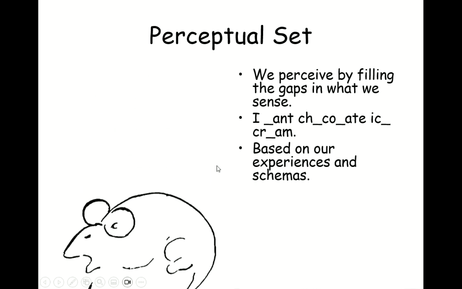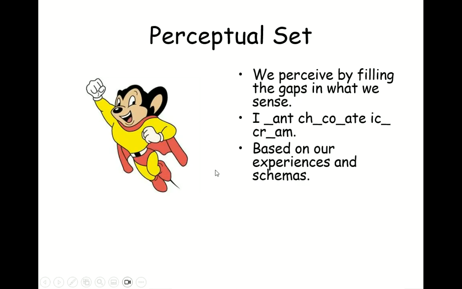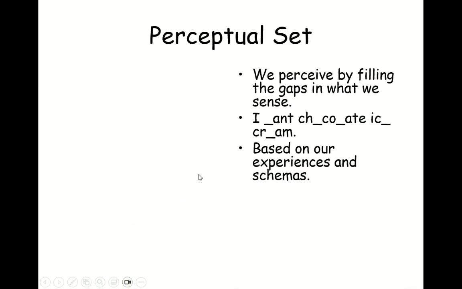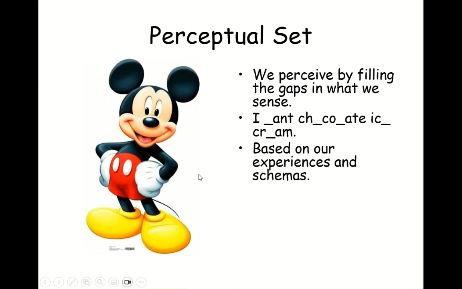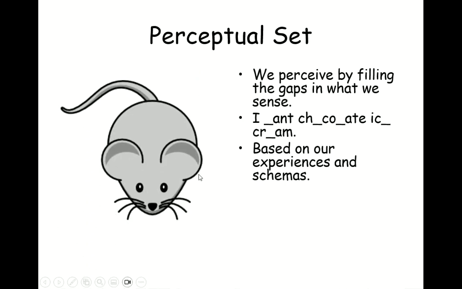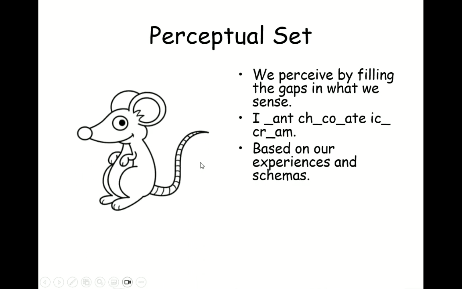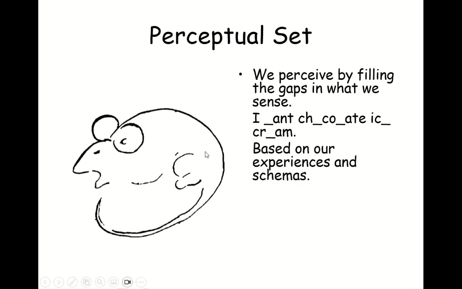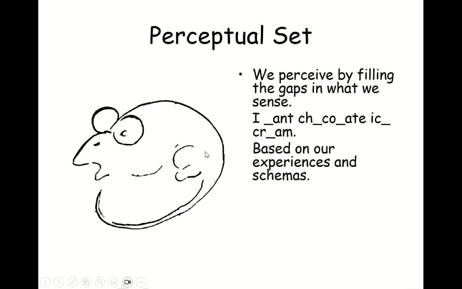However, if I were to show you these pictures, then you're starting to, in your mind, you're thinking mice and rats. So then I show you this same picture, you're more likely to perceive a rat because you see what you expect to see. That's what we mean by perceptual set.